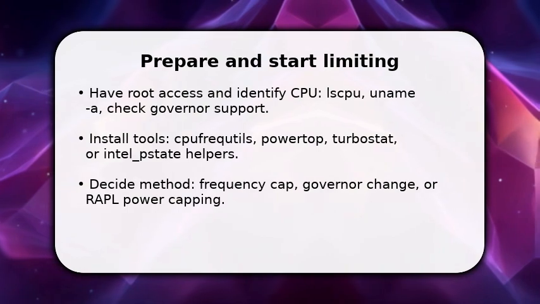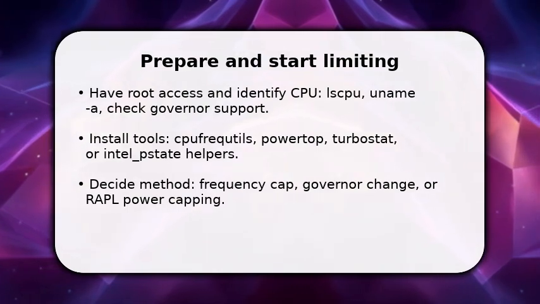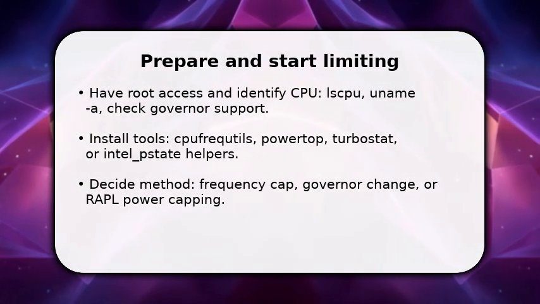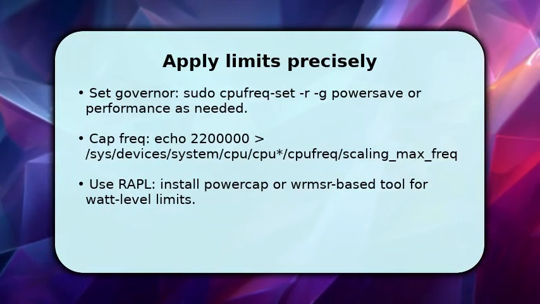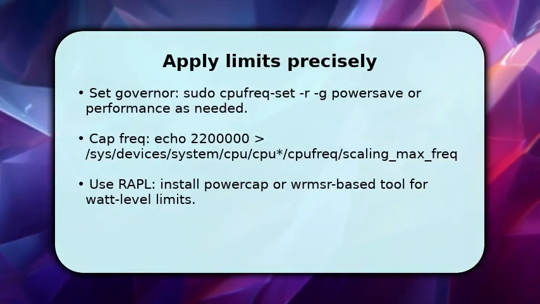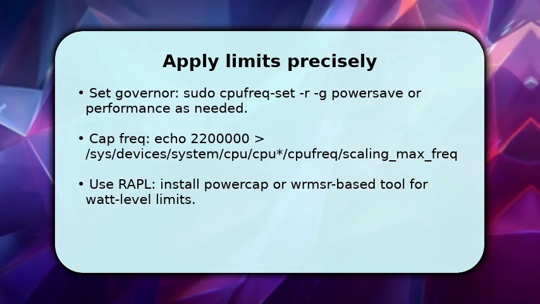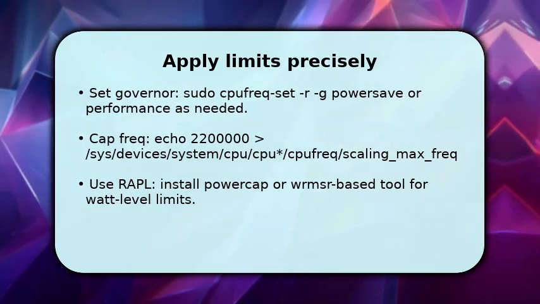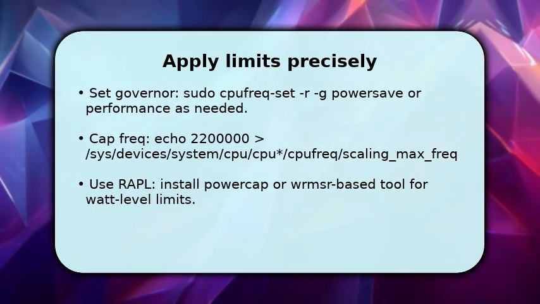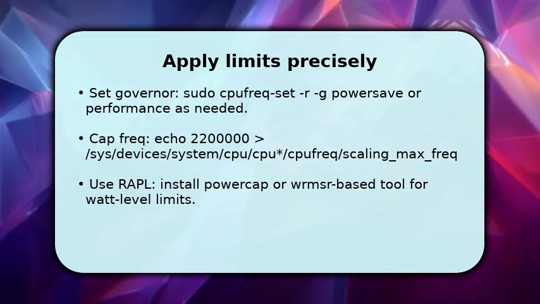You will now implement the chosen limit. If using governors, run sudo cpufreq-set -r -g powersave to bias lower frequencies. This reduces turbo activity. If you prefer a hard frequency ceiling, write the desired kHz value to scaling_max_freq across CPUs. This enforces a strict top speed.